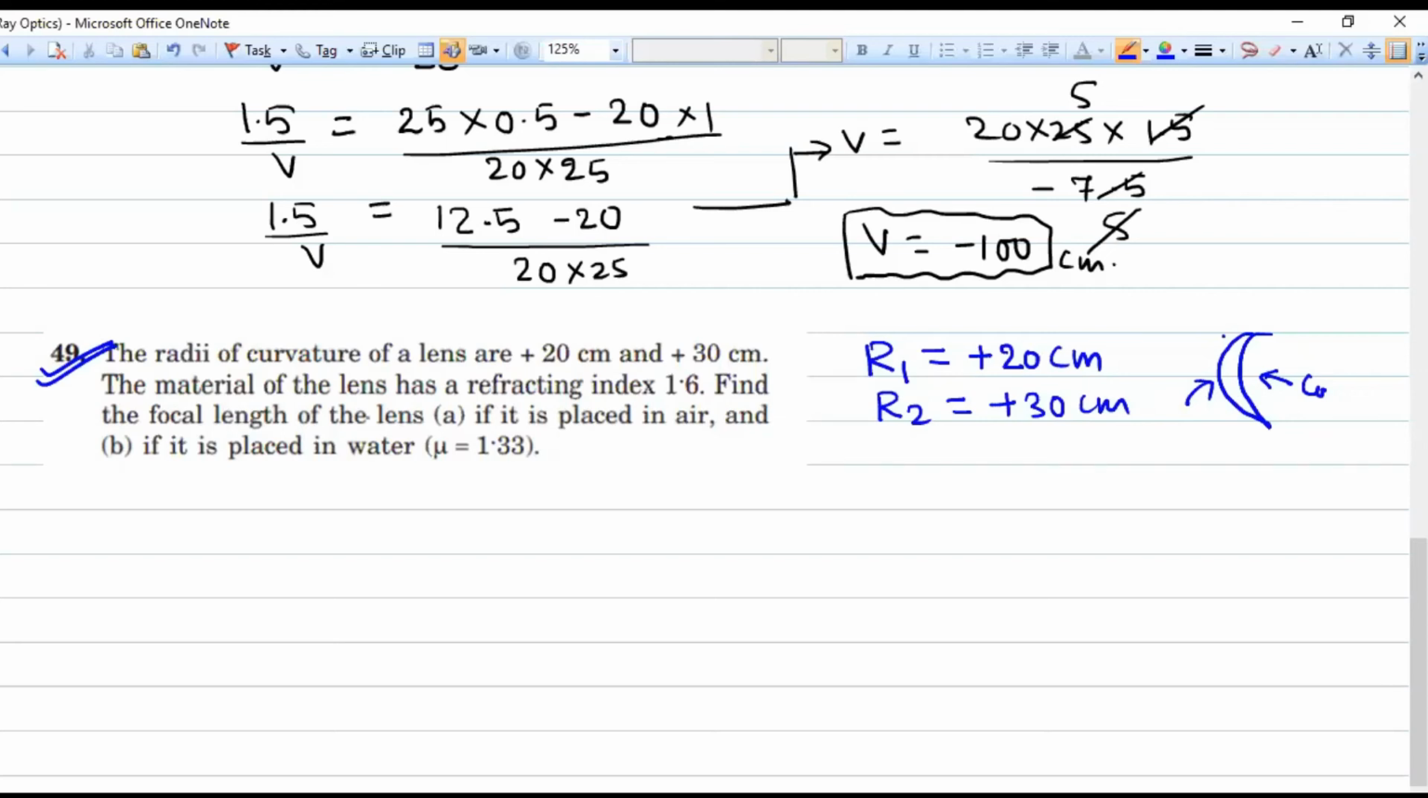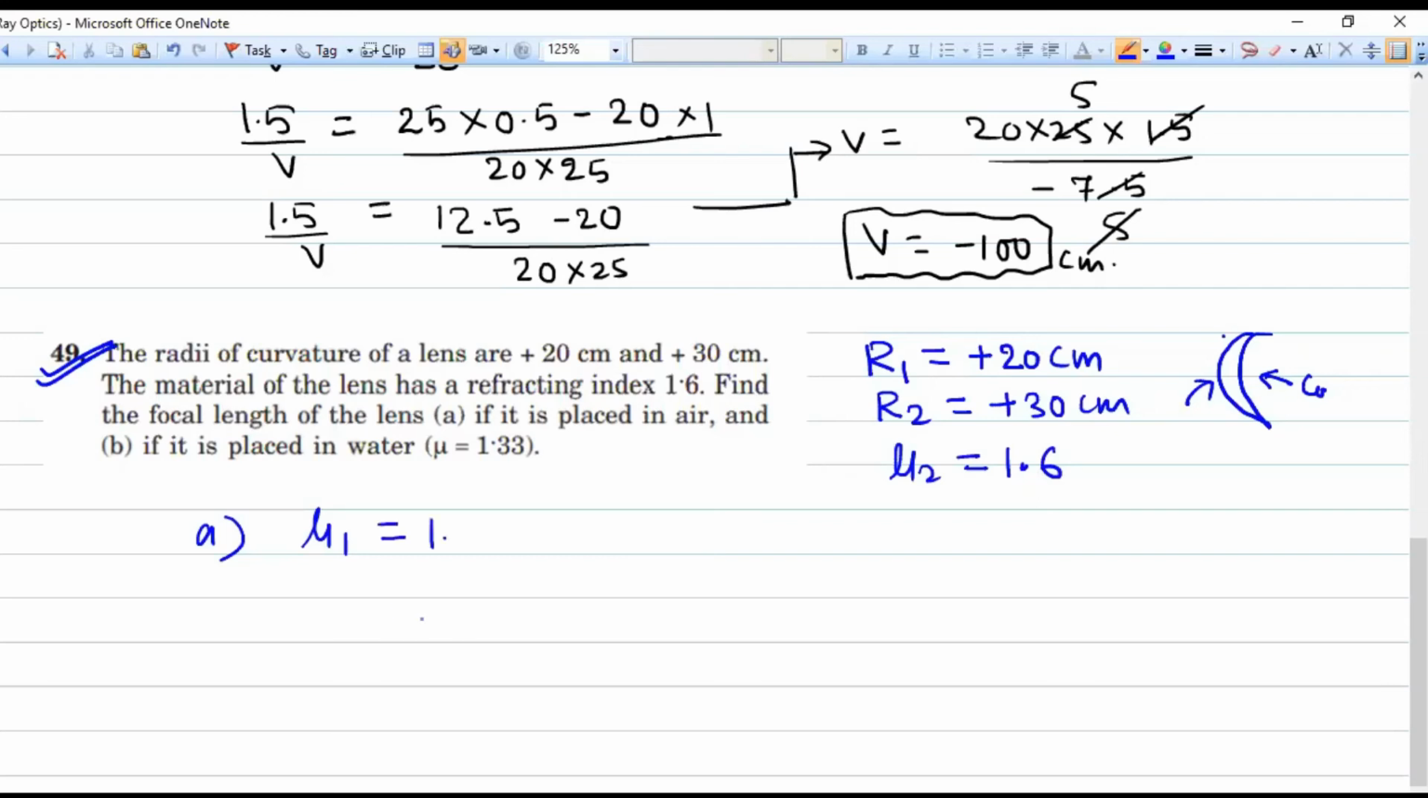Now the material of the lens has a refractive index 1.6. So mu2, the refractive index of the material of the lens, is given: mu2 is equal to 1.6. Find the focal length of the lens if it is placed in air. Question A: if it is placed in air, what will be the refractive index of the medium? mu1 will be equal to 1. Then what is the focal length?